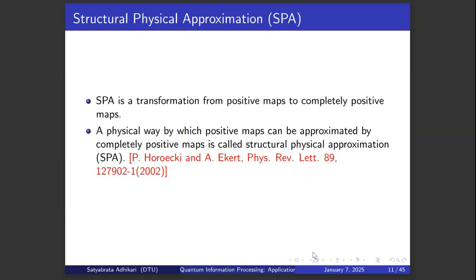Okay, so Horodecki and Ekert in 2002 had given a method by which we can make a positive map a completely positive map. This SPA, that means structural physical approximation, is the method by which we can make a positive map a completely positive map. Let me explain this method, structural physical approximation.